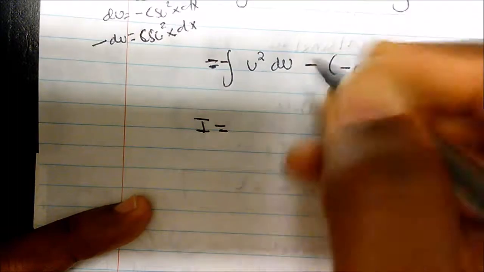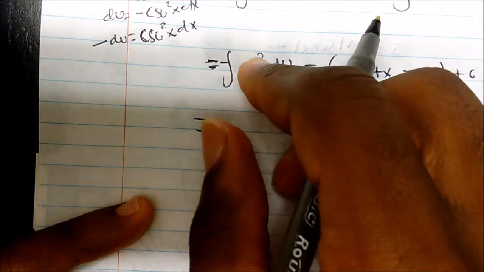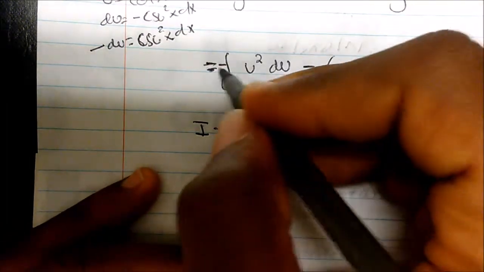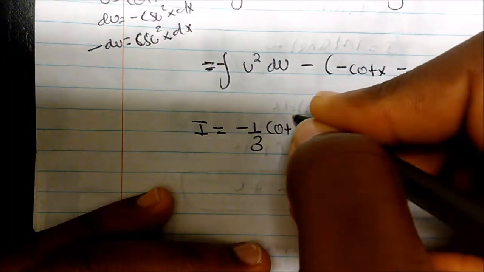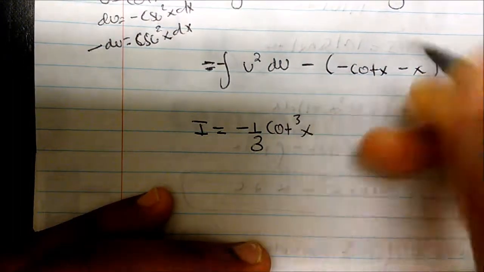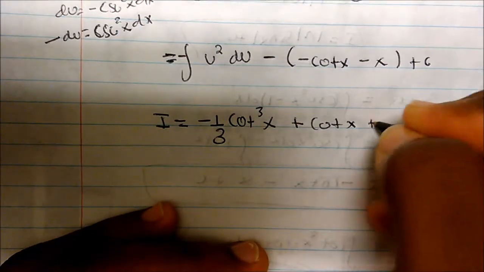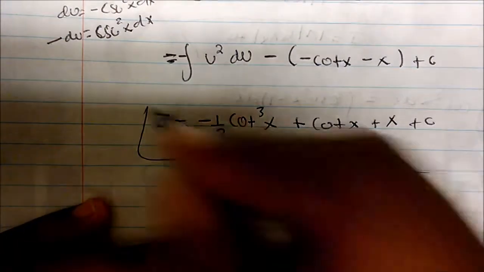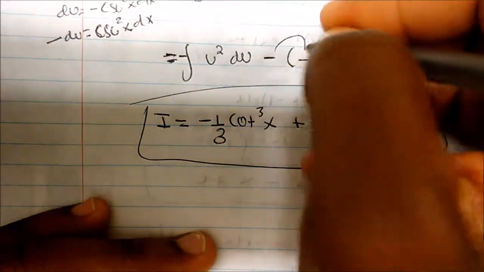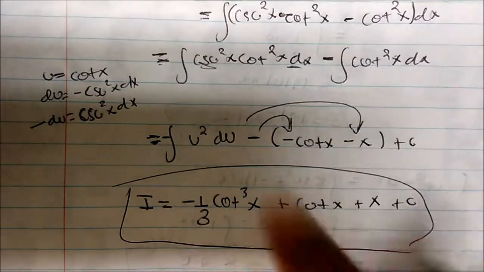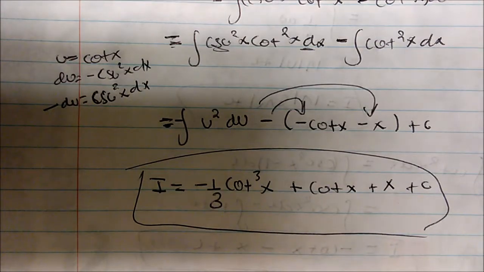So the integral now is going to be given by, what's the integral of u squared? That's just 1/3 u to the third. So this becomes negative 1/3 because we have a negative outside here. But what was my u? That happens to be cotangent of x. So this will be negative 1/3 cotangent cubed of x plus cotangent of x plus x plus c. So all I did was just distribute my negative to my integral of cotangent squared of x, which I didn't bother to do since we already did it. Okay, and that's the cotangent series.